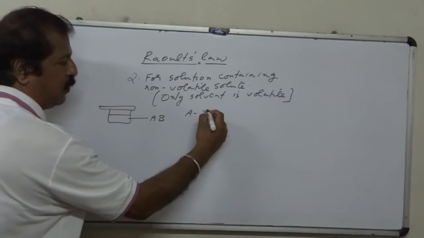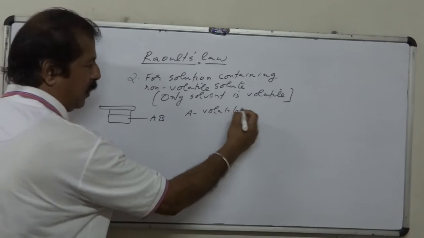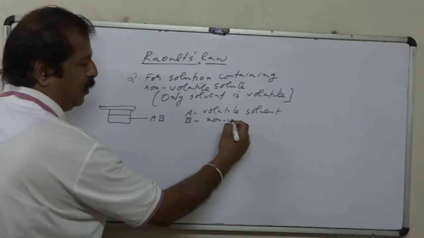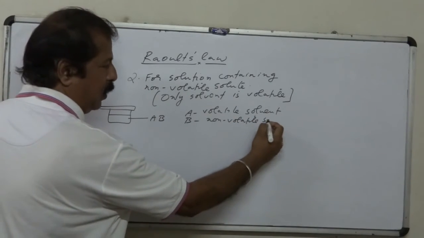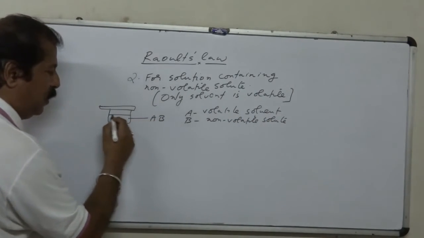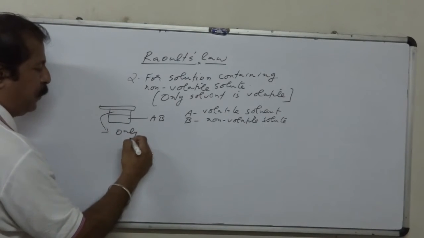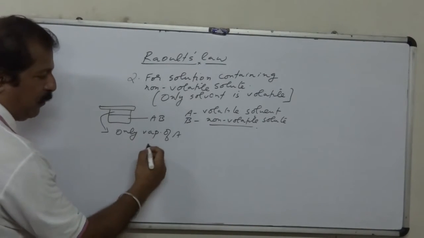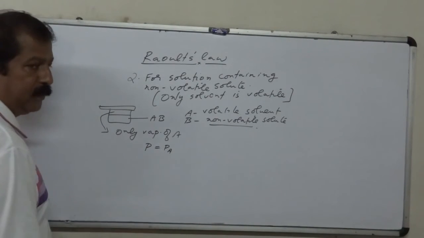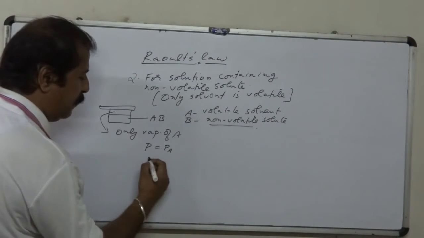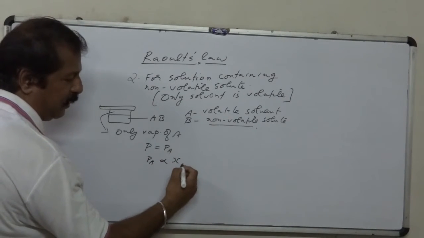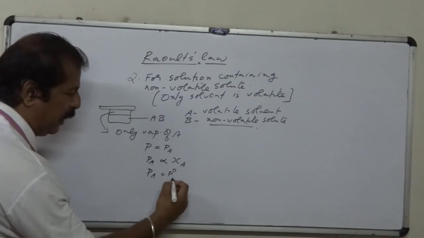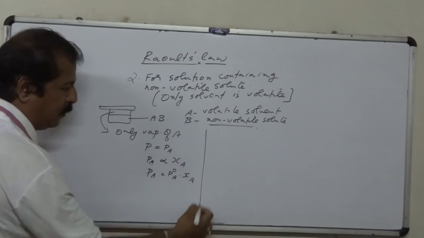A is a volatile solvent and B is a non-volatile solute. Above the solution, you can have only vapors of A, because B is non-volatile. So the total vapor pressure P is equal to PA. And PA is proportional to chi A according to the previous law, so we can write PA is equal to P0A into chi A.